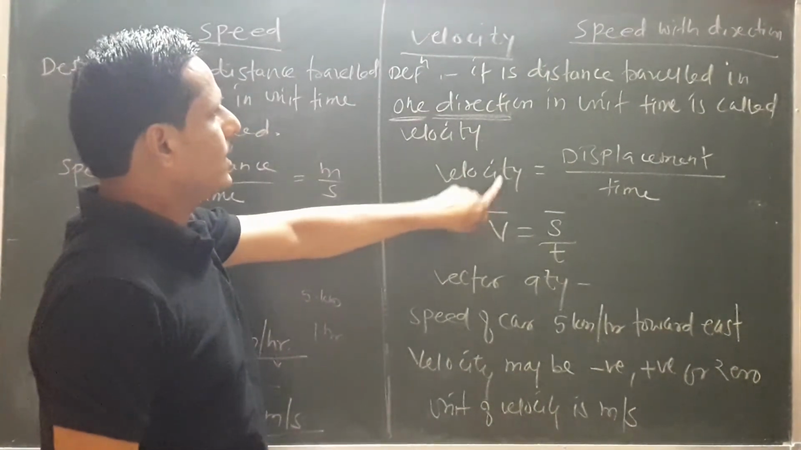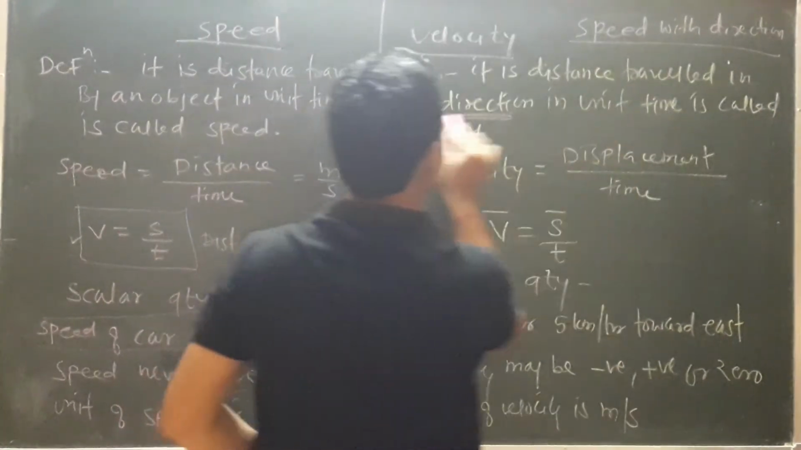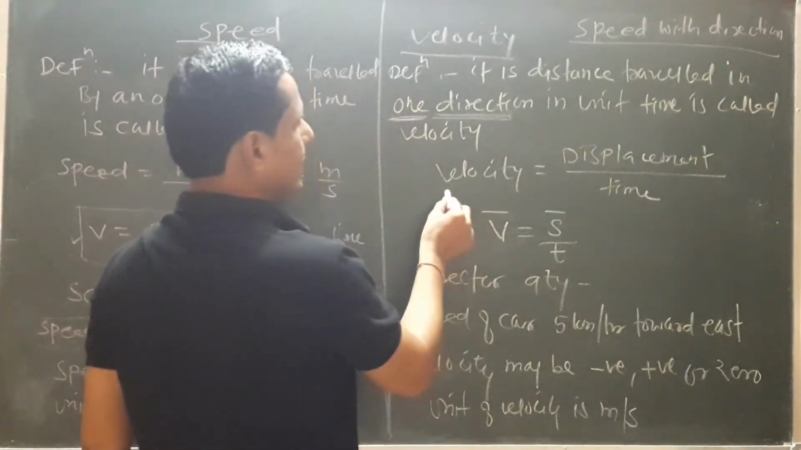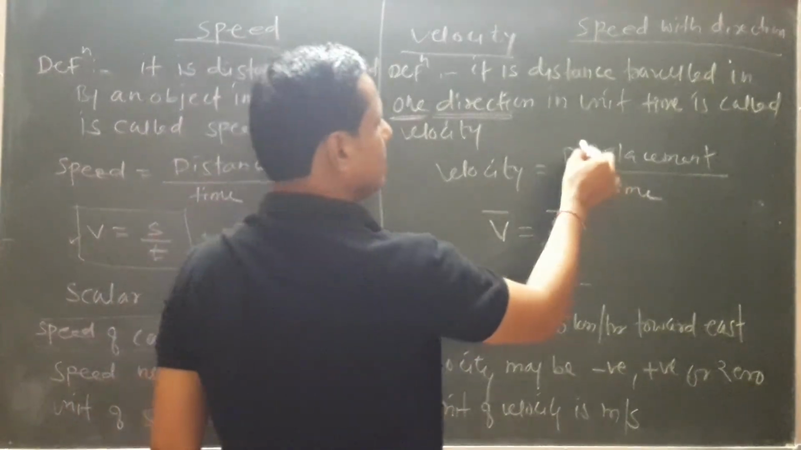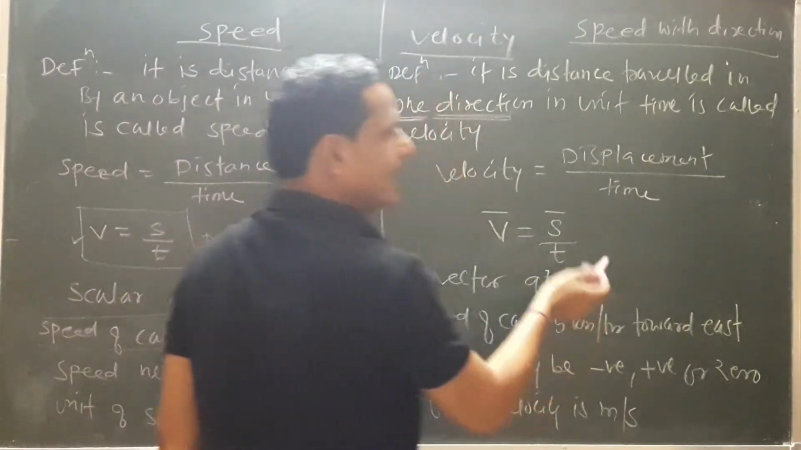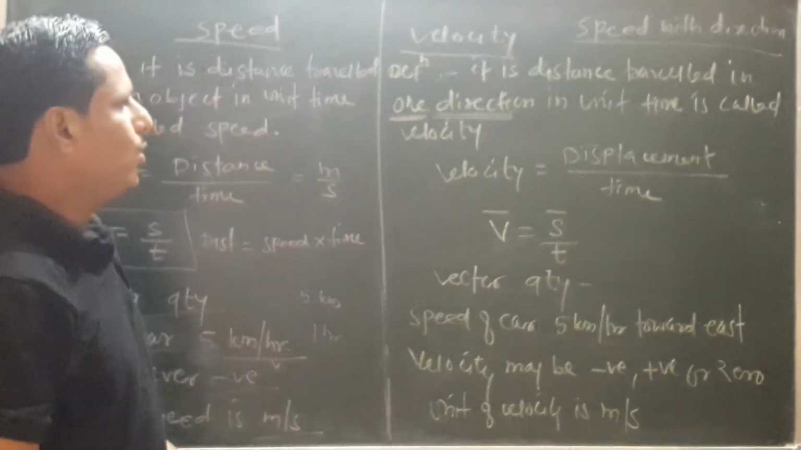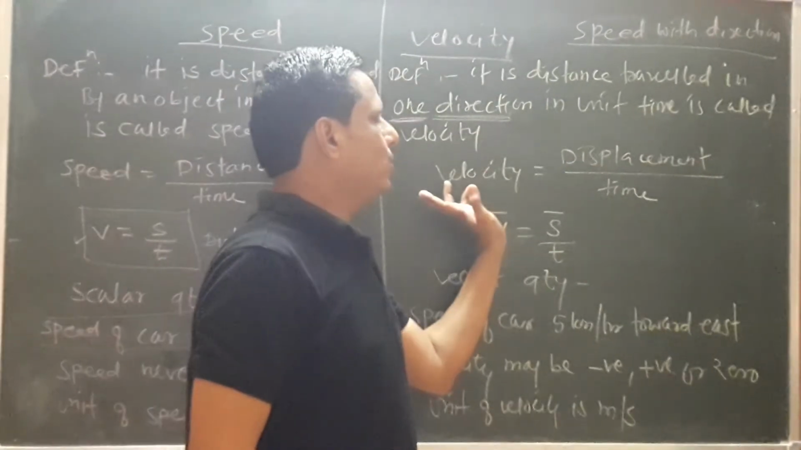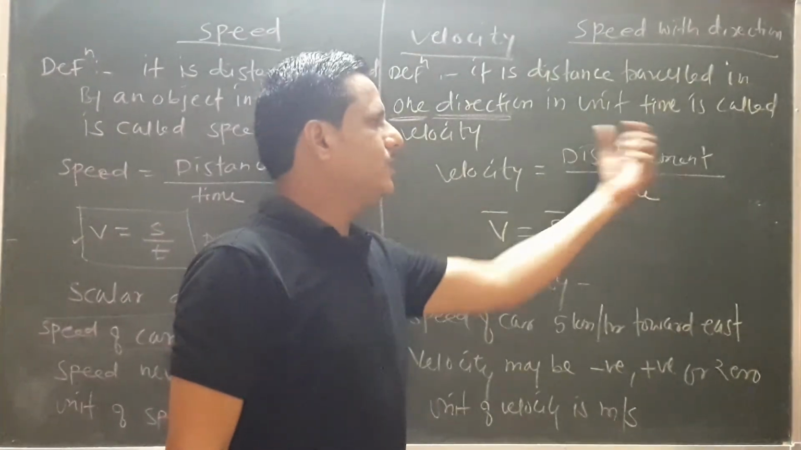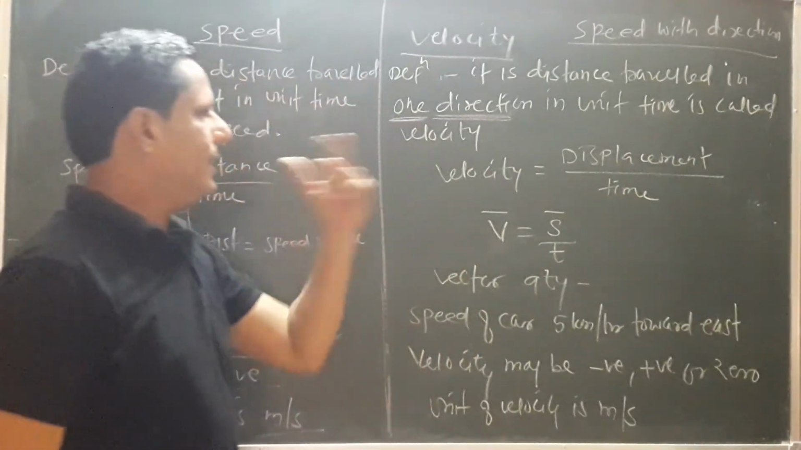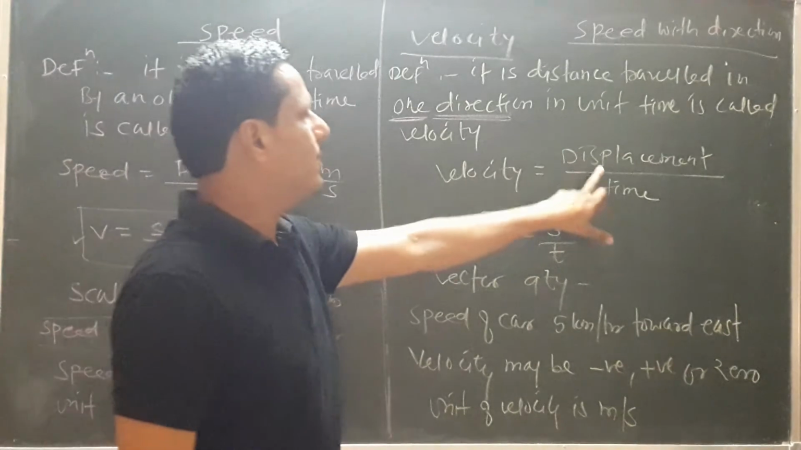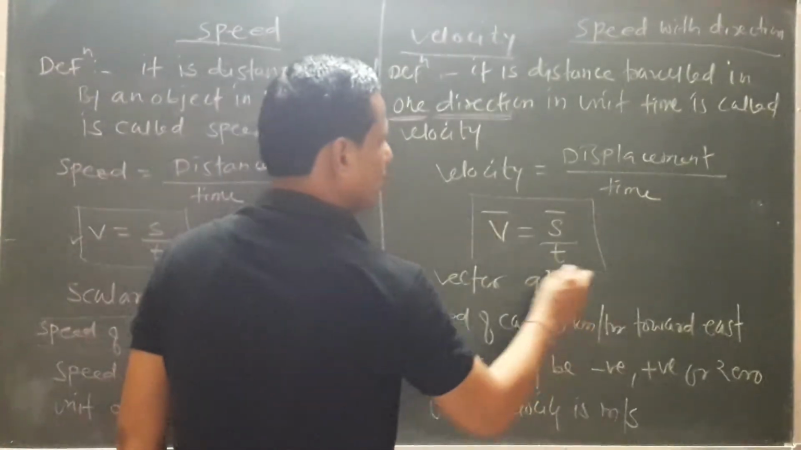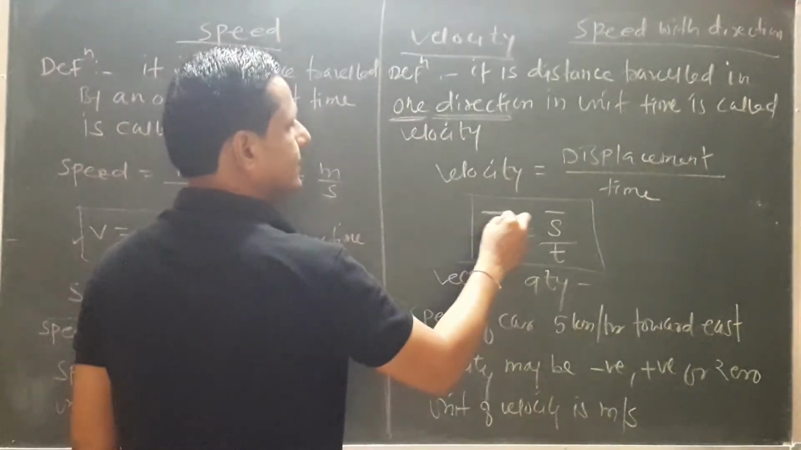So here the distance traveled in a direction is nothing but the displacement. So I can say velocity is nothing but displacement upon time. As in the previous video we already covered distance and displacement and the difference between them, in displacement we have to include the direction, so velocity is displacement upon time. I will make the formula, which I have shown here. Velocity is a vector quantity.